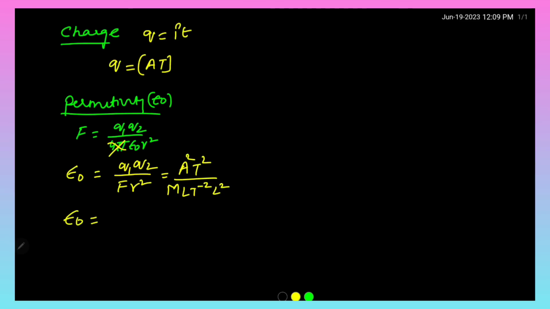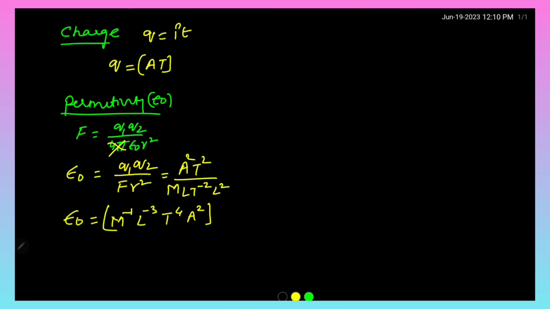M is there, M comes to numerator, becomes M power minus 1. Okay, so here L cube can be taken as L power minus 3 when it comes to numerator. Then here T square, T power minus 2 comes to numerator, becomes T power 4. So this can be written as T power 4. Already A square is present. So this is going to be your dimensional formula for epsilon naught, which is called as permittivity.